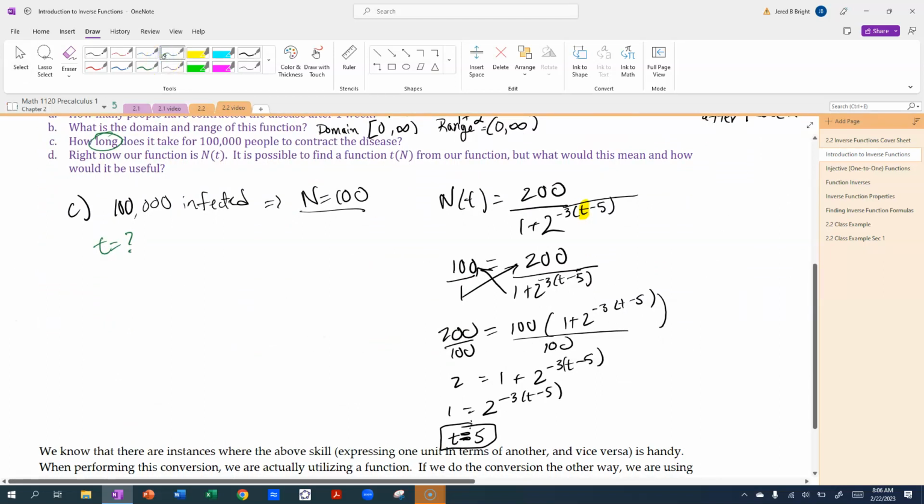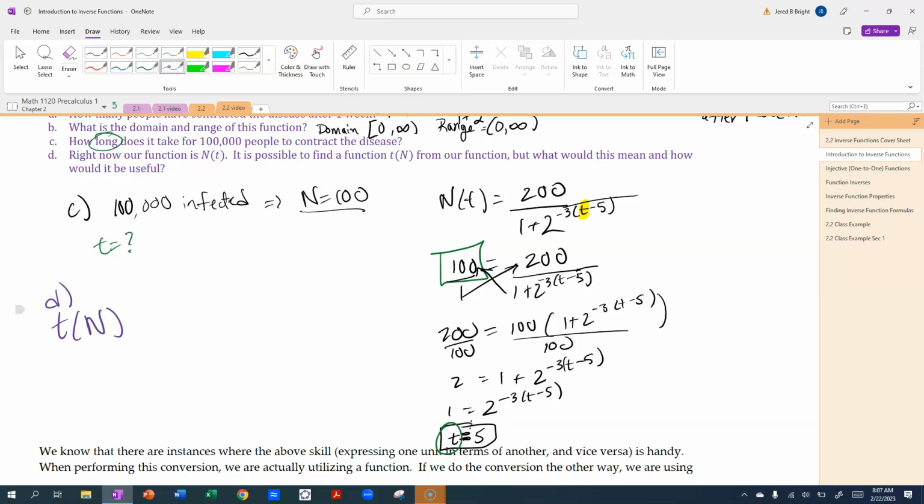And finally, part D is asking, okay, we have a function n of t, and then I'm telling you it is possible to find a function t of n. So again, that's kind of what we did in this situation. We were given a value of n, and we solved for t. We're not worried about the exact mathematics and how to do that right now, but we're just curious what it would mean if we think of that function t of n. What is this describing? See if you can describe it to yourself.